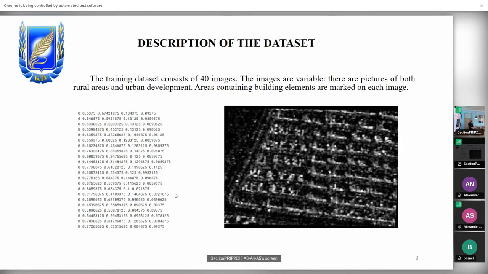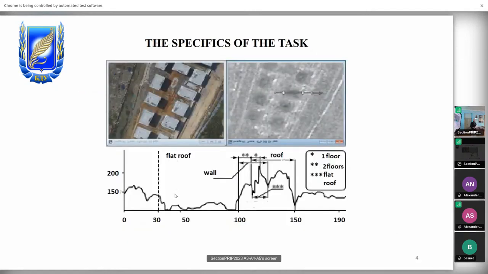The set consists of 40 images. The variable contains a rural area and also now the specific of the I use star images that allows us to detect mountain powers of buildings. Why?